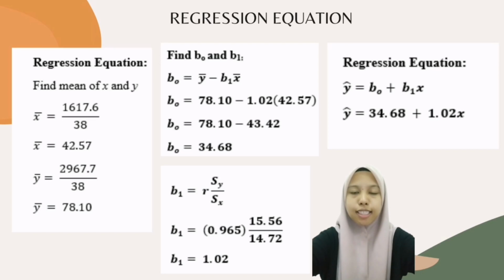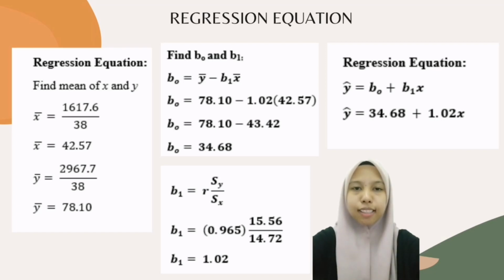Next, the regression equation. This is the calculation to find the mean of x and y. x̄ equals 1617.6 over 38, x̄ equals 42.57. ȳ equals 2967.7 over 38, ȳ equals 78.10.